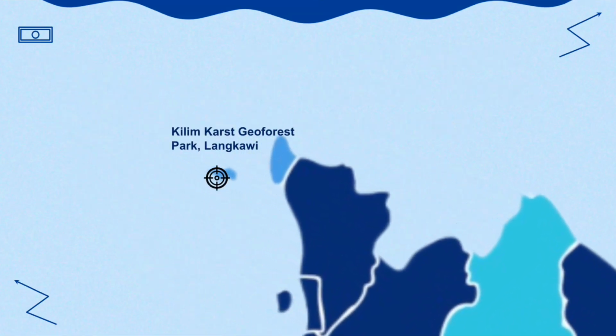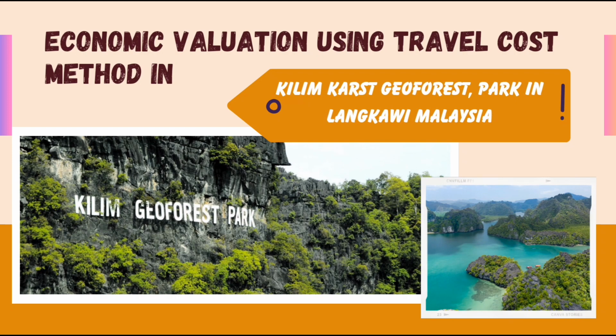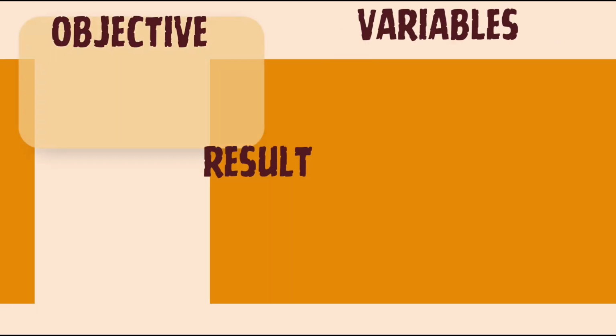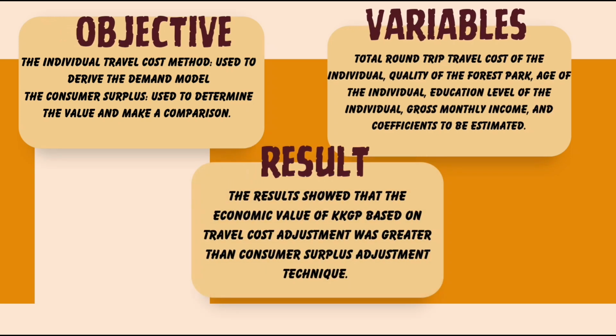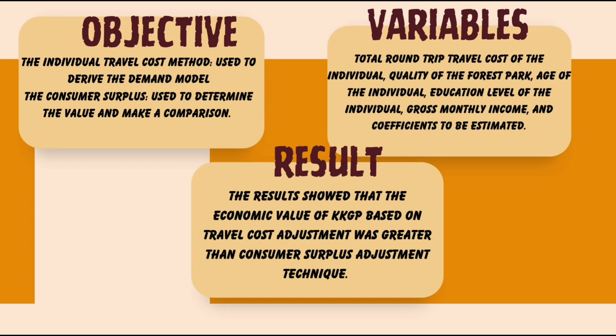Economic valuation using the travel cost method in Kilim Karst Geoforest Park, Langkawi, Malaysia. The individual travel cost method was used to derive the model. The consumer surplus was used to determine the value and make a comparison. The variables used were similar to the previous example, which include the total round-trip travel cost of the individual, quality of the forest park, age of the individual, education level of the individual, gross monthly income, and coefficient to be estimated. The results show that the economic value of KKGP based on travel cost adjustment was greater than consumer surplus adjustment techniques.